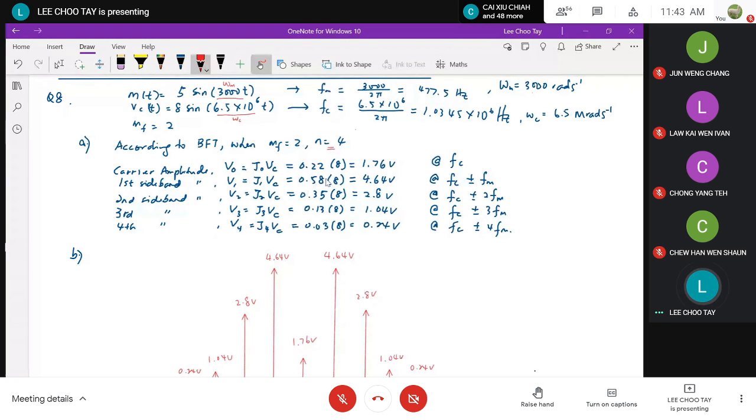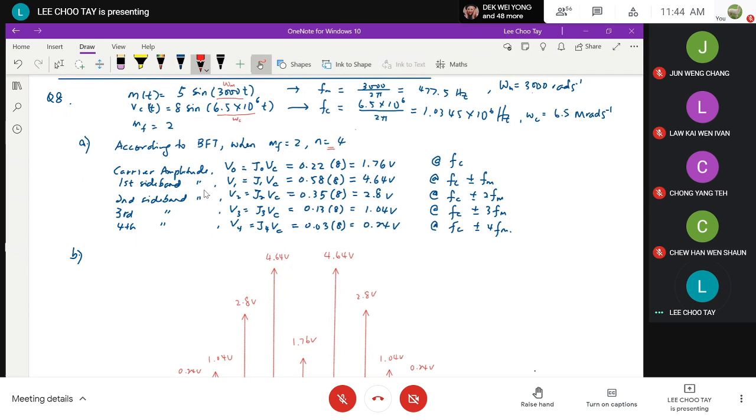So J1 is 0.58. Again, VC is 8. So that will give you a first sideband amplitude of 4.6. And this first sideband happens at FC plus minus FM. So FC is this, FM is this. I don't put the numbers now because the numbers are not rounded up, so it'll be very messy. So I keep it as a symbol.